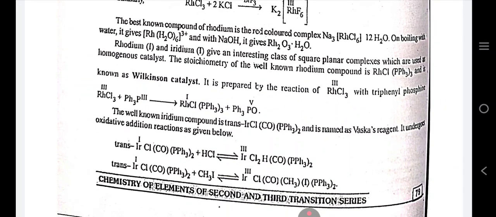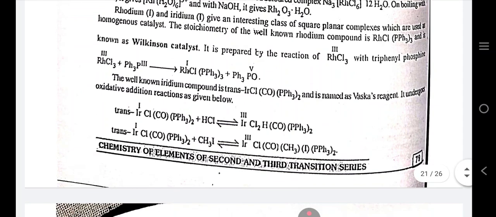The best known compound of rhodium is the red colored complex. On boiling with water it gives one product, and with NaOH it gives another. Rhodium and iridium give an interesting class of square planar complexes which are used as homogeneous catalysts. The well-known rhodium compound is RhCl(PPh3)3 and it is known as Wilkinson catalyst. It is prepared by the reaction of RhCl3 with triphenylphosphine. The well-known iridium compound is trans-IrCl(CO)(PPh3)2, named Vaska's reagent, and it undergoes oxidative addition reactions as given below.